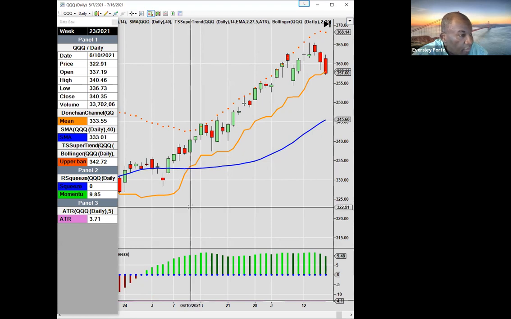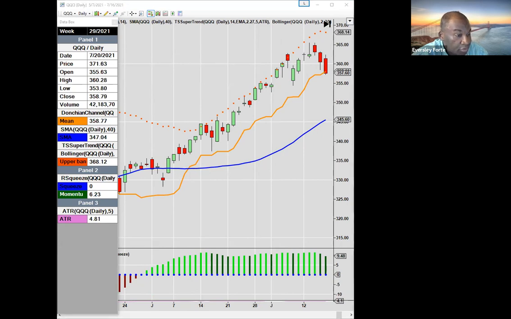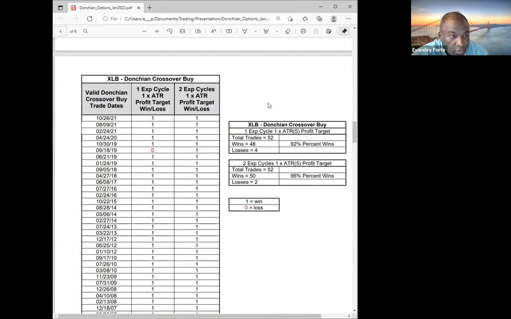Okay. I'm going to switch back to the trading plan real quick and show you the importance of knowing how much time to put into the trade. So you see, here's an example of XLB. Whether it's 1 expiration cycle, 2 expiration cycles worth of time, it doesn't really matter. When you're over 90-something%, it doesn't really matter.